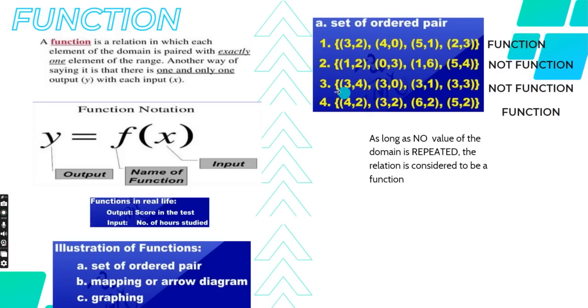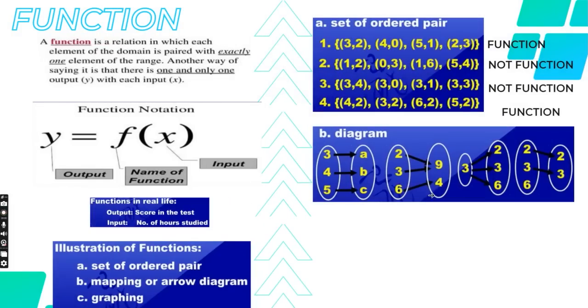In number 3, what is being repeated in the domain? It's the 3 here and the 3 here. So if you can see a repeated number in the domain, it's automatically not a function. In number 4, we have 4, 3, 6, and 5. So no domains are repeated, therefore it's a function. Take note, as long as no value of the domain is repeated, the relation is considered to be a function. That's why we only focus on the domain.